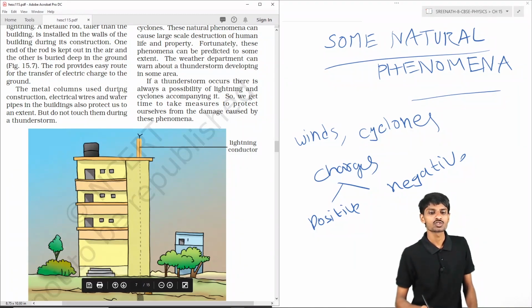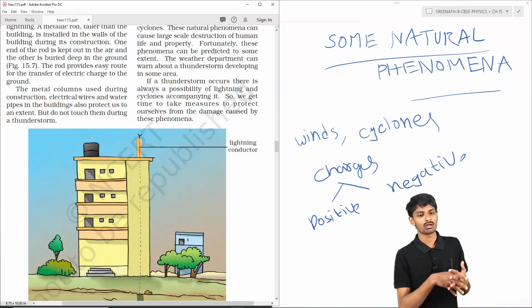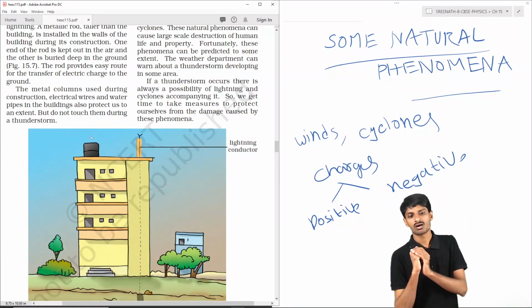The metal columns used during constructions, electrical wires and water pipes in the buildings also protect us to an extent, but do not touch them during a thunderstorm. Okay, students, the metal columns which we have used in the construction, or the electrical wires or the water pipes, they will all help us, but make sure you don't touch them.